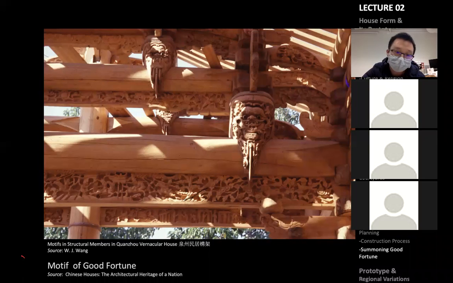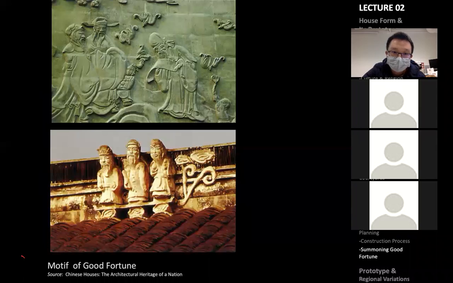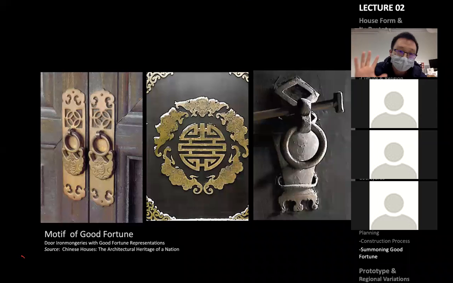And the motifs can exist everywhere in the building, such as on the main ridge of the building. The three deities, Sanxing Fu Lu Shou, the deities of prosperity, good fortune, and longevity, were there. Also, the owners wanted to have many good fortunes for their families. And even on the doors, on the locks, we can see this kind of motif.